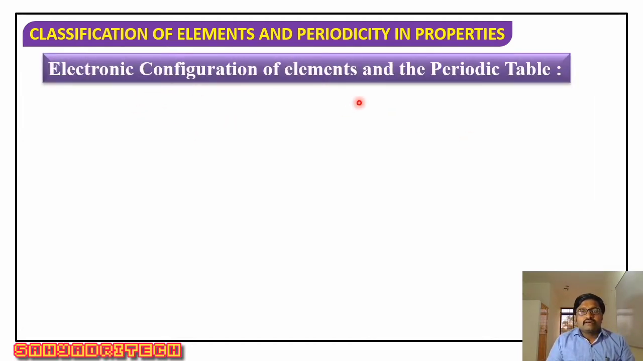Electronic configuration of elements and the periodic table. We already know the universally accepted form of the periodic table. It is the modern periodic table, also called the long form of the periodic table. Let me briefly outline what is present in it. There are 18 groups and 7 periods, and all the elements are classified into how many blocks? 4 blocks: S block, P block, D block and F block elements.